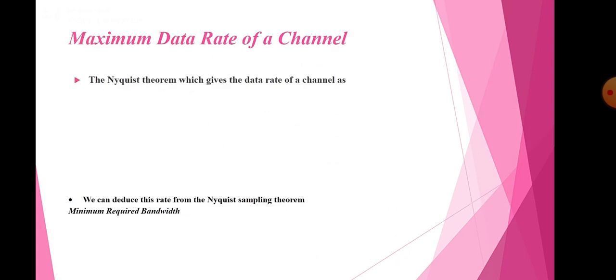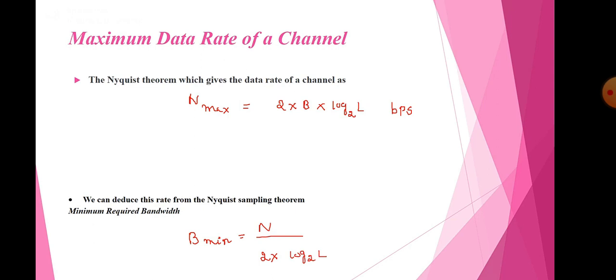Minimum data rate of a channel. The Nyquist theorem gives the data rate of a channel as N max equal to 2 into bandwidth into log to the base 2 of L bits per second. So we can reduce this rate from the Nyquist sampling theorem. That means the minimum required bandwidth B minimum is equal to N divided by 2 into log to the base 2 of L in terms of hertz. So this is the equation to calculate the minimum bandwidth required.